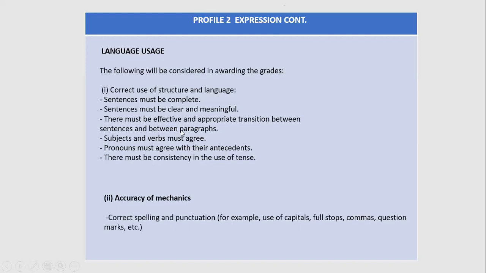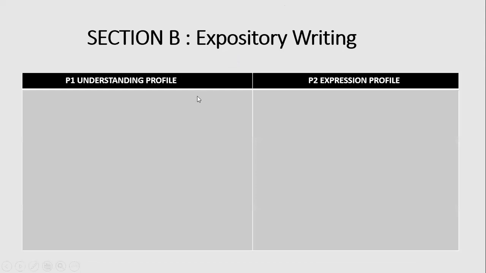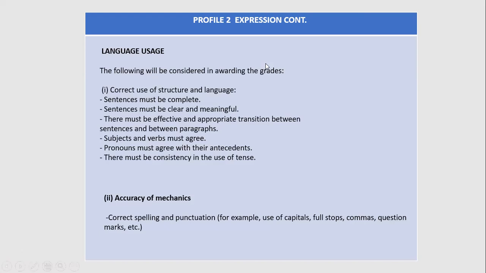So we have accuracy of mechanics. As I told you, mechanics are things such as correct spelling and punctuation, use of capital letters, full stop, comma, question marks, etc. Okay. Before I go on to section B, let me just go straight to the example that I have for that section. It'll be easier for me to do it like that for you.